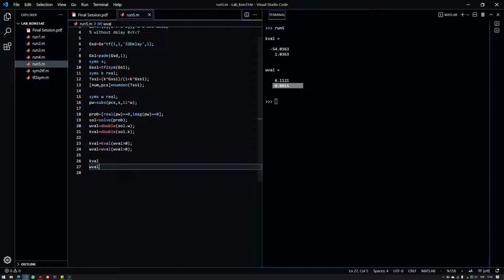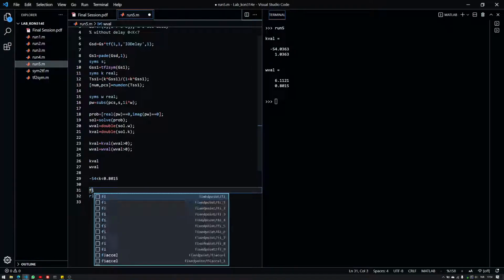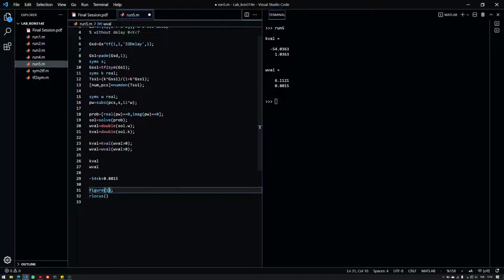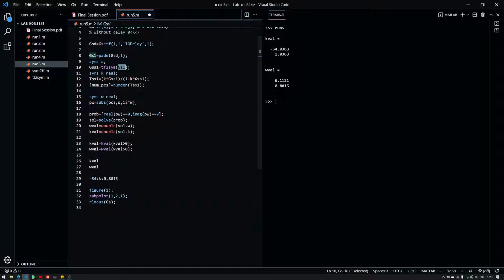Now we can conclude that the stability interval is between minus 54 and 1.03 for k. Of course, we have to have the root locus here also. So let's create a figure, a subplot, root locus of G(s), or the Padé approximation, G(s)1 here, and the negative root locus. So this should be the second one and this.